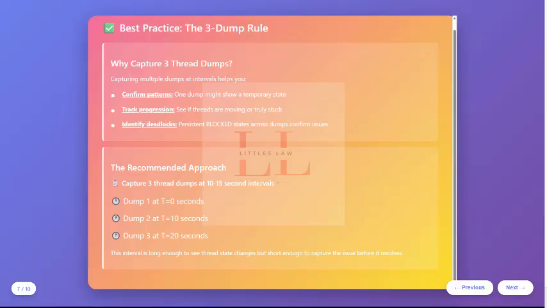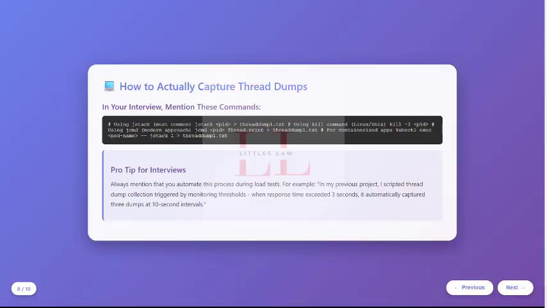So the recommended approach is to capture dump 1 at t equals 0 seconds, dump 2 at t equals 10 seconds, and dump 3 at t equals 20 seconds. This interval is long enough to see meaningful state changes, but short enough to capture the issue before it potentially resolves itself. And then slide 8, where I'll tell you about the technical commands.